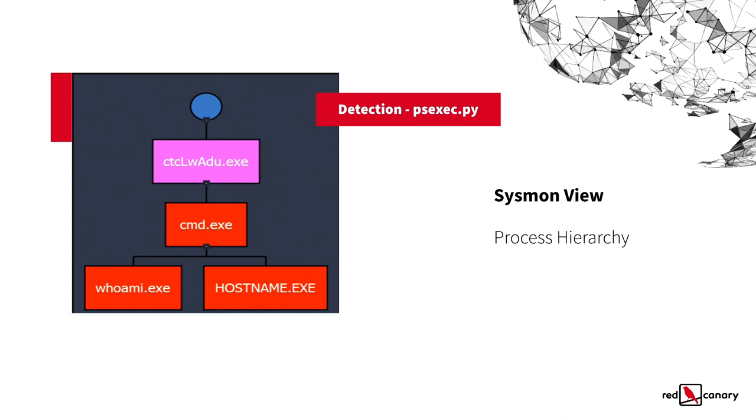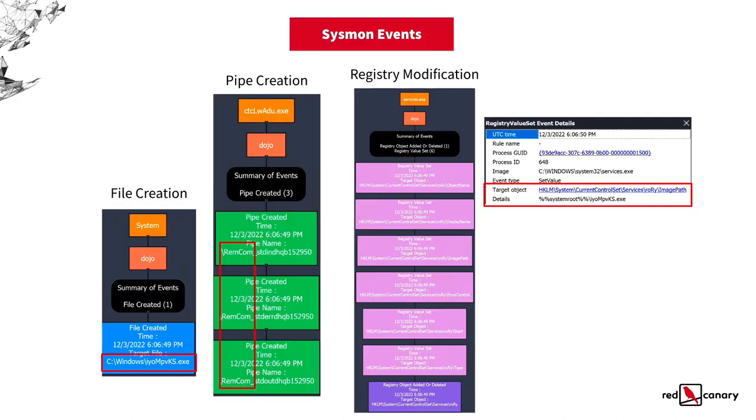Looking at this from Sysmon, we get this nice process hierarchy. So we get that service binary that gets created, spawn CMD, and then for general enumeration, I just did whoami and hostname. So pretty easy to follow there.